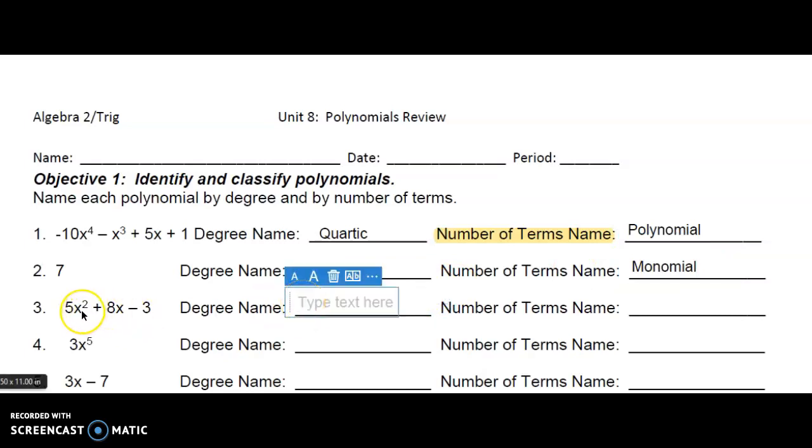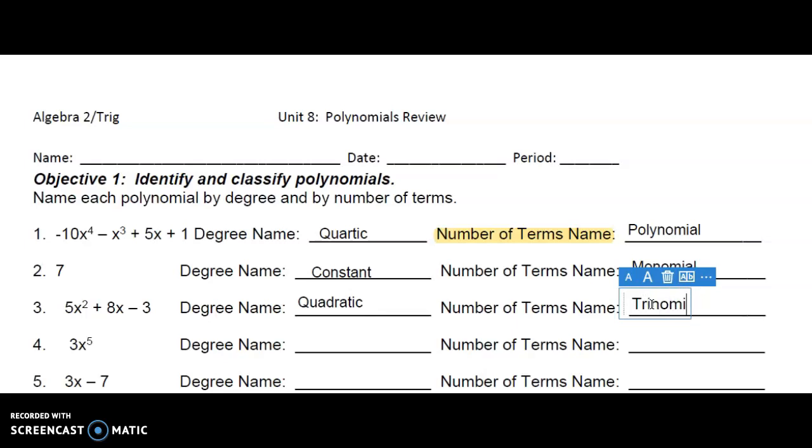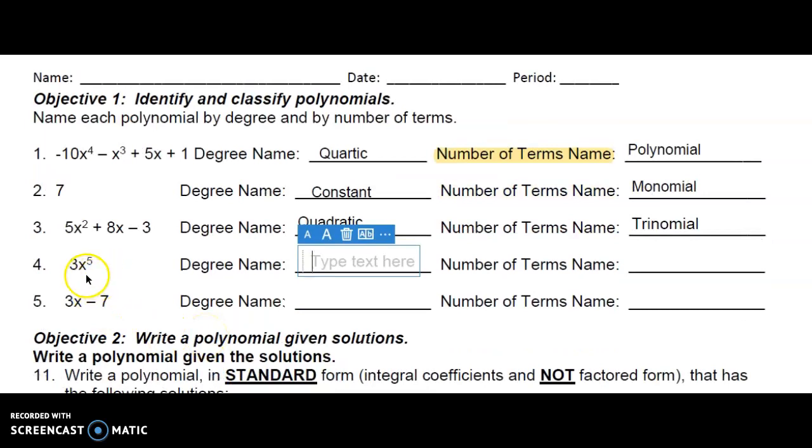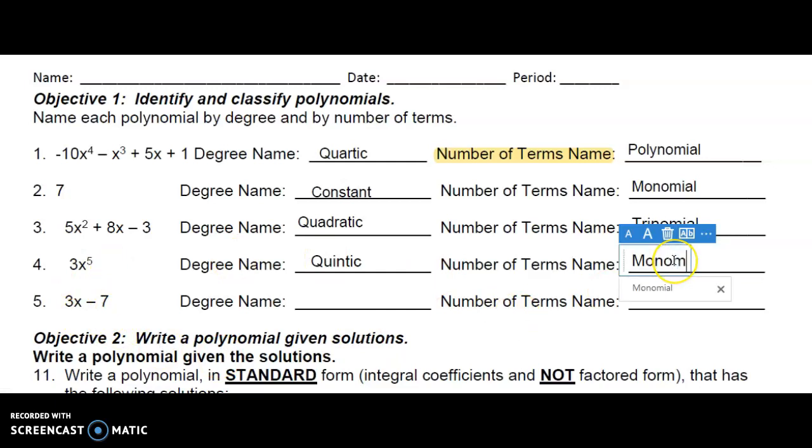Okay, for number 3, the highest exponent is 2. We called that a quadratic. There are 1, 2, 3 terms, so we call that a trinomial. For number 4, the highest degree is 5, because there's only one degree, and the highest one is 5, and that's called a quintic. For number of terms, there's only one term, so we call that, again, monomial.